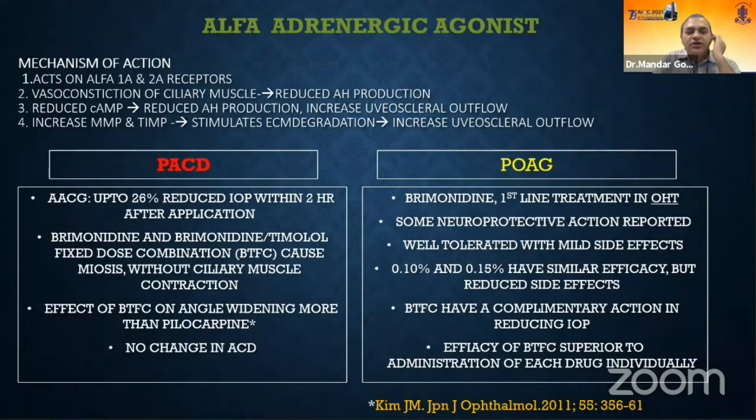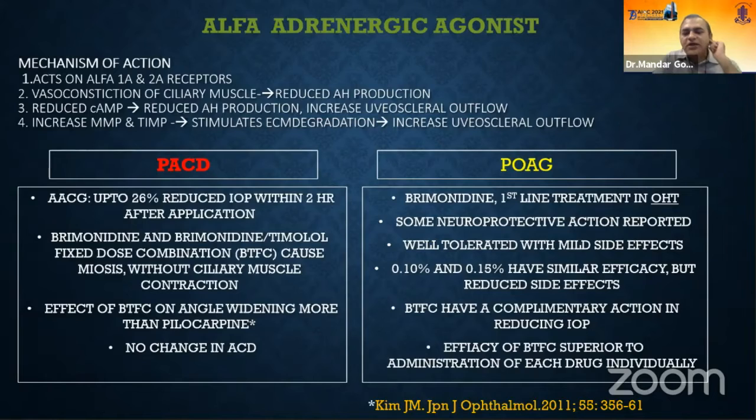In PACD, it may be used in the acute stage. It is supposed to reduce the IOP by about 26%. A combination of brimonidine and timolol is also quite effective, which causes miosis, but there is no ciliary muscle contraction. The effect of BTFC on the angle widening is reported to be a little more than that with pilocarpine, without the change in the anterior chamber depth.